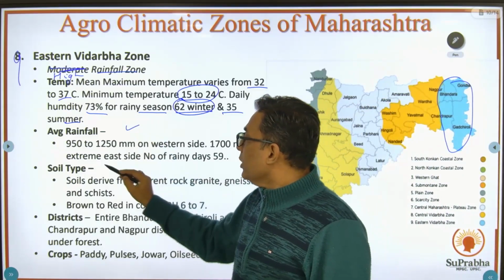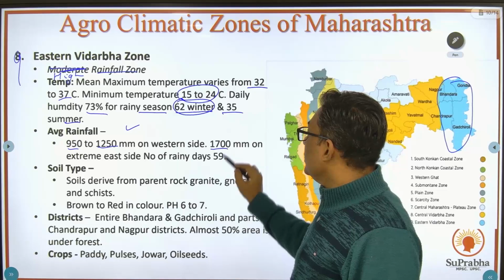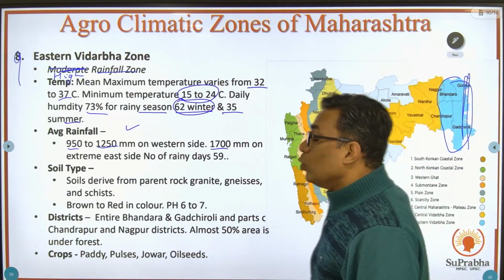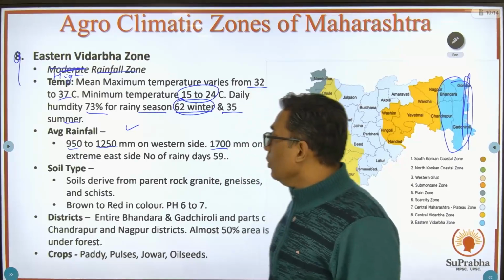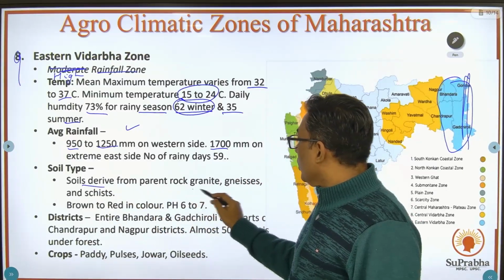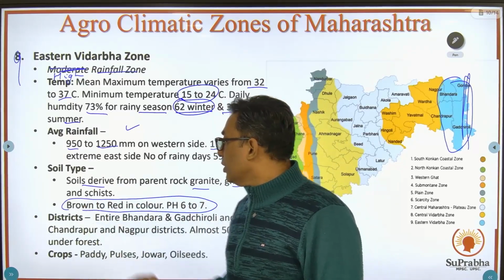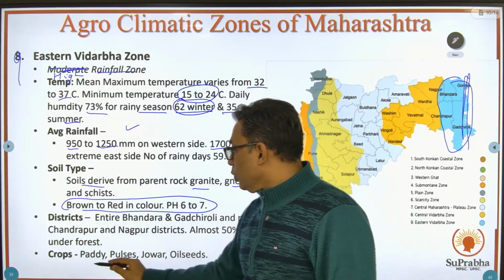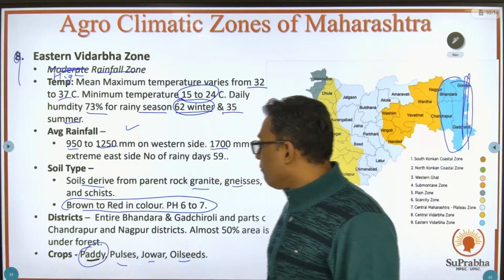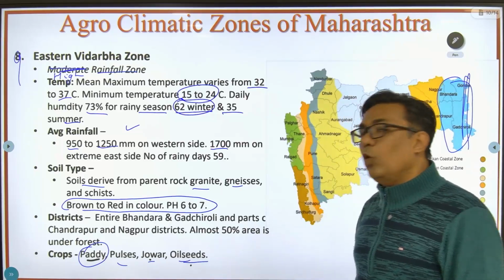Average rainfall, now look at the rainfall, 95 centimeters to 125 centimeters and it also increases to 170 centimeters on the extreme eastern side. Okay, Gondia, Gadchiroli. So it is a thickly forested area. Soils derived from parent rock, granite, gneiss. Therefore, you have brown to red and yellow soils over here. Okay, and what are the crops grown? Paddy, pulses, jowar and oilseeds. Since the rainfall is high, you also have paddy over here. So paddy, pulses, jowar and oilseeds.